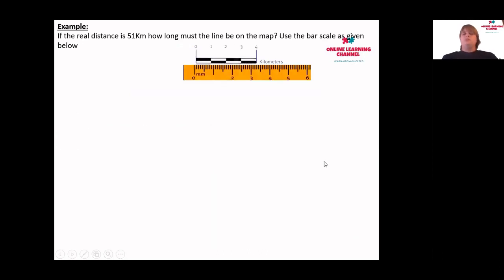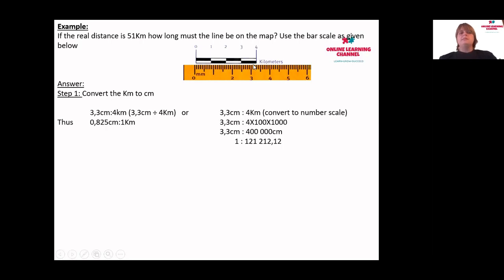Okay, let's do another example that is a bit more difficult. If the real distance is 51 kilometers, how long must the line be on the map? Use the bar scale given below. Okay, there's my bar scale. Now you can see it's about 3.3 centimeters for 4 kilometers. So the first way you can do it is you can say 3.3 centimeters to 4 kilometers. In other words, 3.3 centimeters divided by 4 kilometers. That's going to give you 0.825 centimeters for 1 kilometer.